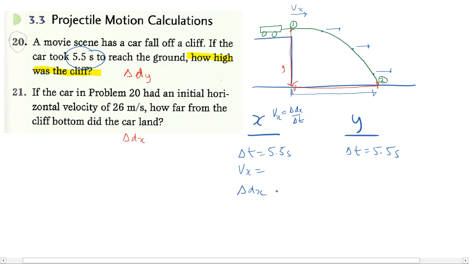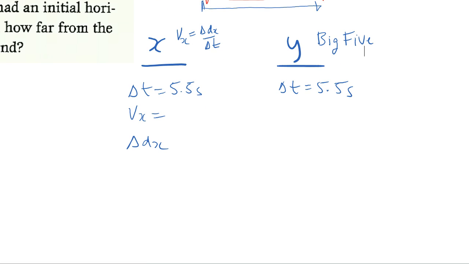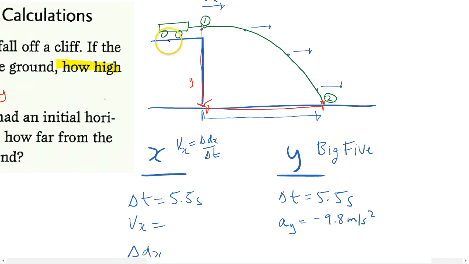Vertically, there is constant acceleration. So then I'm in a situation where I'm going to be using my big 5. Thinking about our big 5, we've got acceleration in the y direction, which is downwards. I'm going to be accelerating at negative 9.8 meters per second squared. Unless it says that it's not on Earth or something, you can go for that 9.8 meters per second squared. Now, when the car is traveling horizontally and goes off the cliff, the initial vertical velocity is going to be 0. So to begin with up here, it's going to be 0.